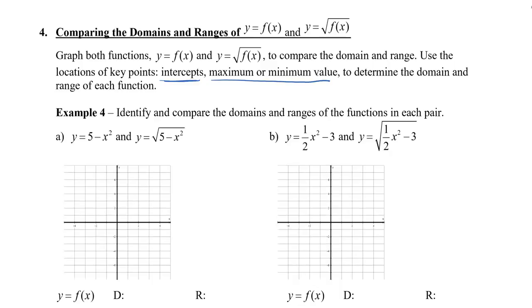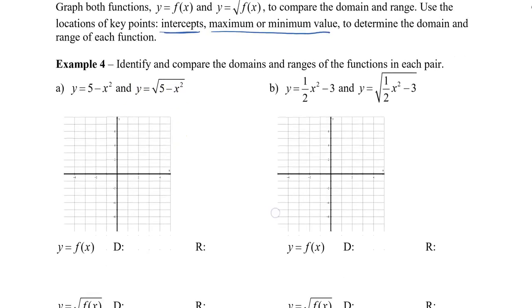So let's start by looking at this first example here. We have 5 minus x squared, and then we have y equals the root of that. So to graph, let's first rewrite this as negative x squared plus 5. That will give you a better idea that this has a vertex of (0, 5). So I'm going to first plot that point here.